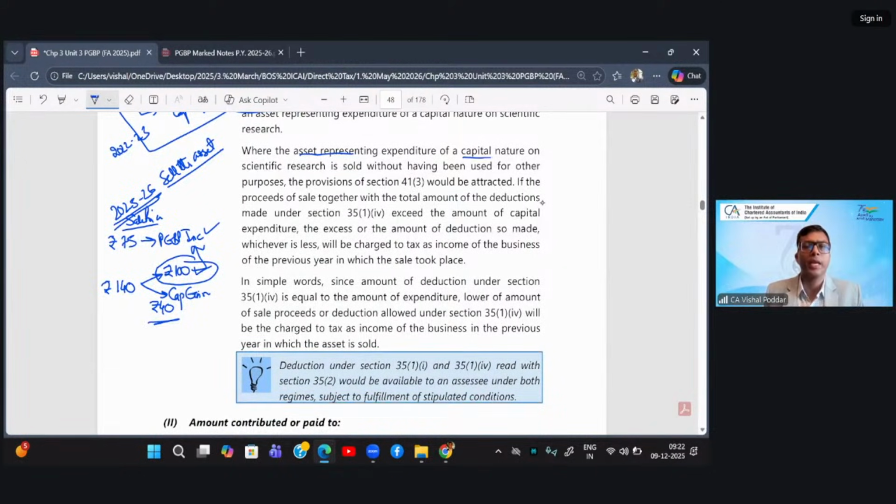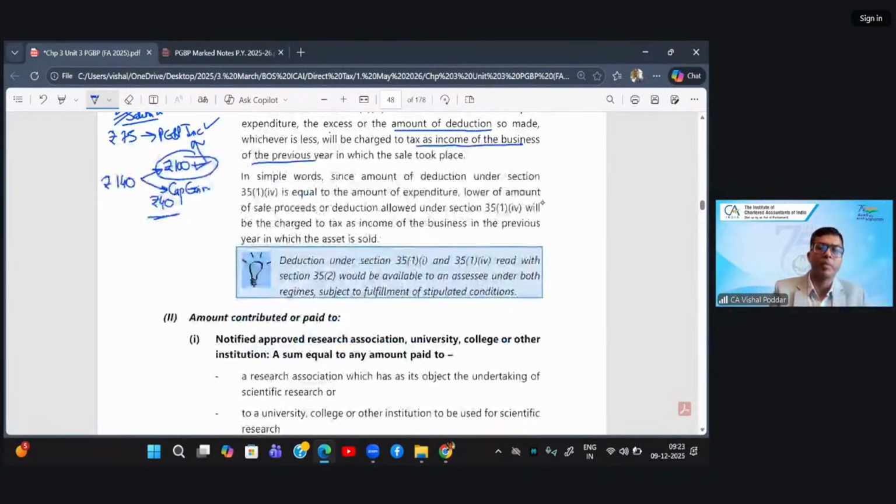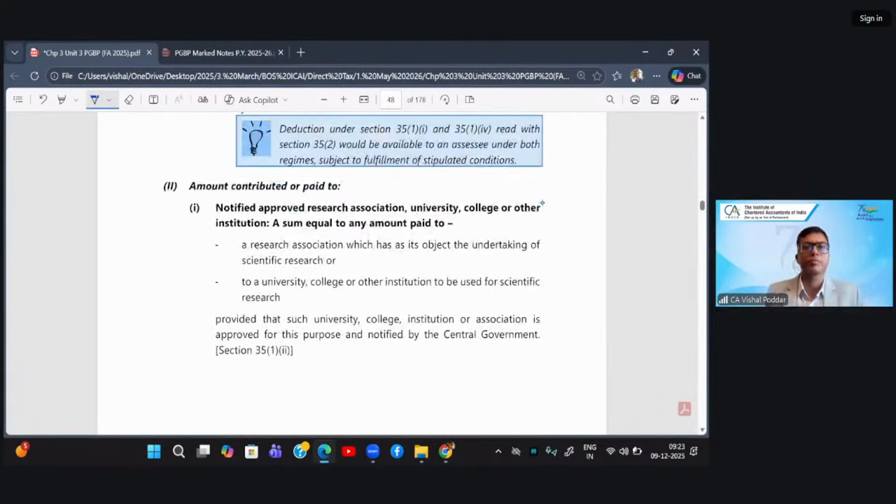Where an asset representing capital expenditure is sold without using it for any other purpose, the provisions of 41(3) are attracted, which says that the sale proceeds, to the extent it does not exceed the amount of deduction, will be treated as PGBP. But if there is any excess, the excess will not be treated as PGBP. It will go to the capital gains chapter.